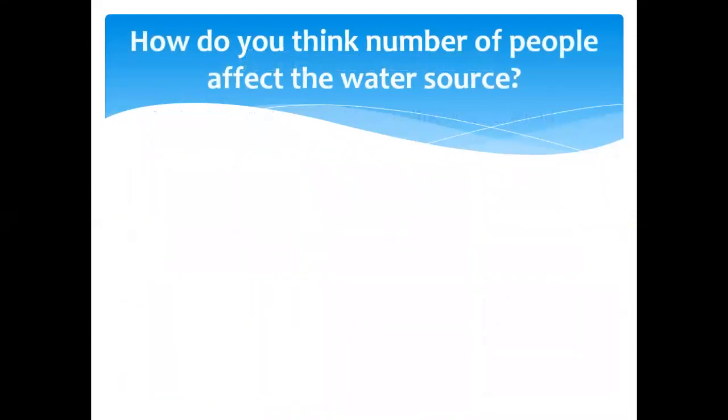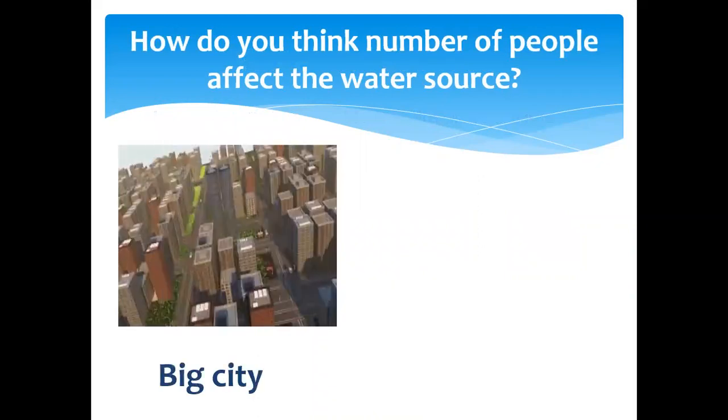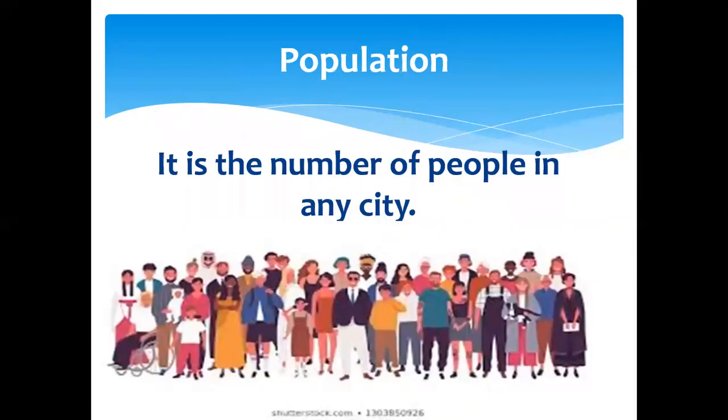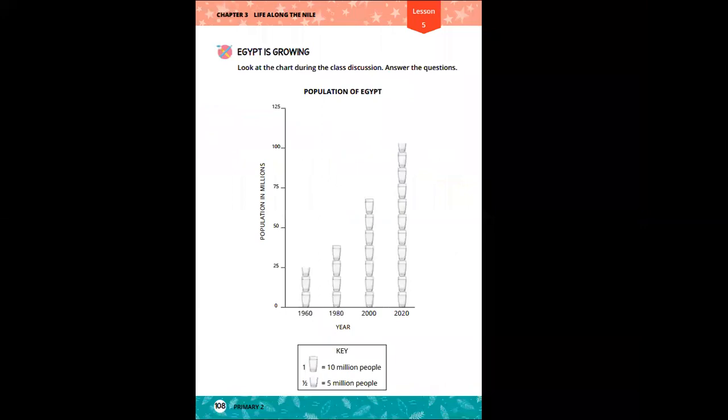Let's think now about a small city and a large city. How do you think a water source is affected by the number of people using it? Do you know that the number of people in any city is known as population? Yes, population means the number of people in any city. I wonder, do you think population in Egypt is getting smaller or larger?